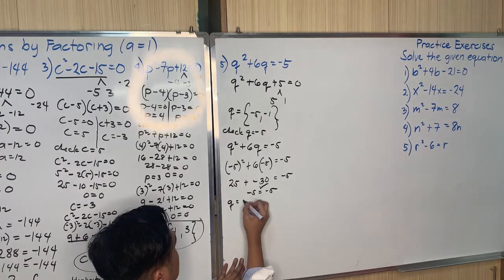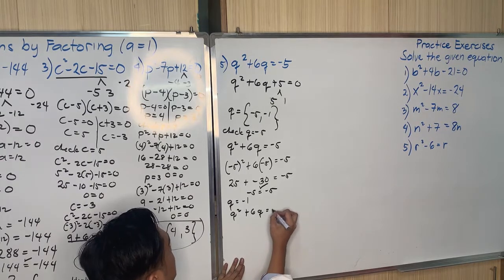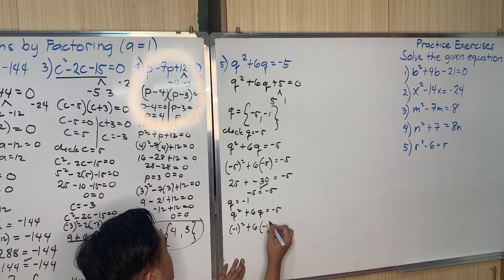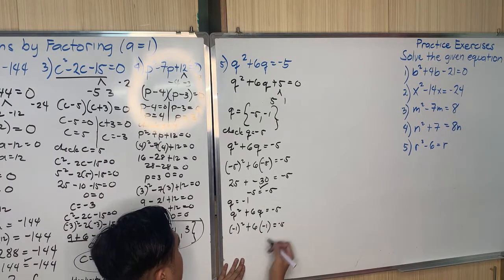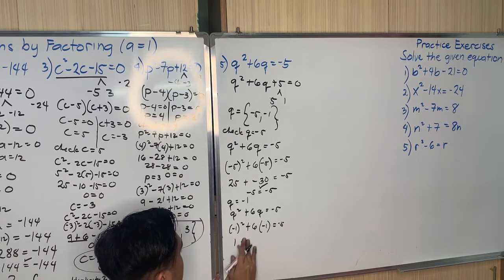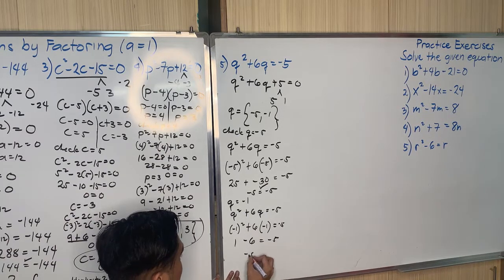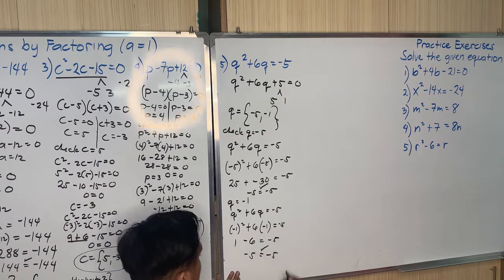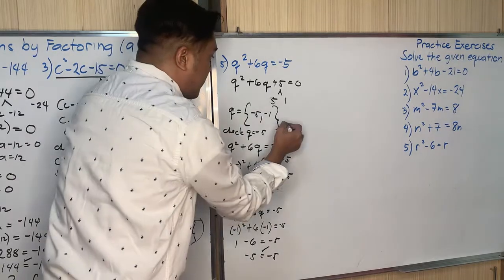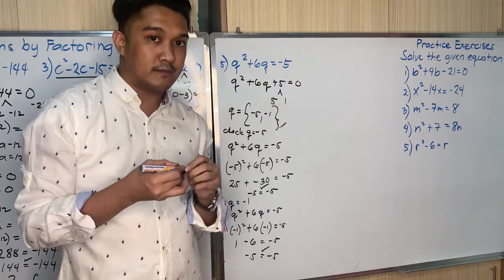How about Q is equal to negative 1? Q squared plus 6Q is equal to negative 5. So, negative 1 squared plus 6 times negative 1 is equal to negative 5. Di magiging 1 minus 6. Minus 6 is equal to negative 5. So, therefore, negative 5 is equal to negative 5. So, yung sagot natin sa shortcut satisfies the equation. Therefore, this is already your answer. Negative 5 and negative 1.